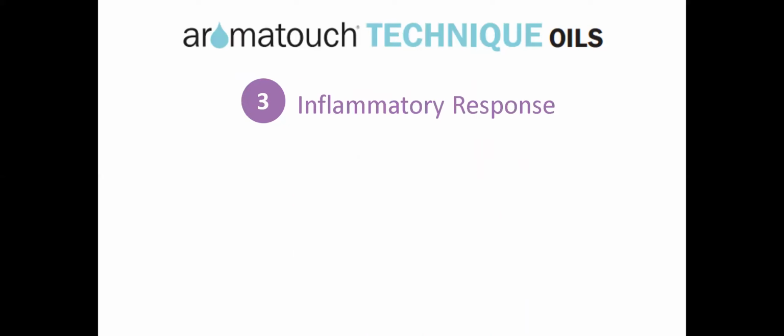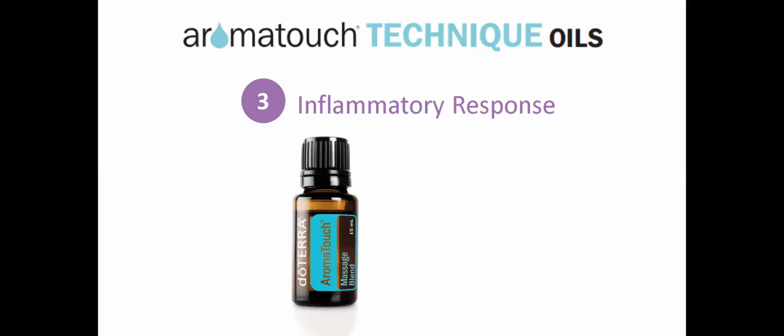The next two oils are to help with inflammatory response. AromaTouch is an essential oil blend combining the benefits of oils well known for calming and relaxing effects. The AromaTouch blend is used in the AromaTouch technique because of its soothing sensation. Its ingredients are basil, grapefruit, cypress, marjoram, peppermint, and lavender.